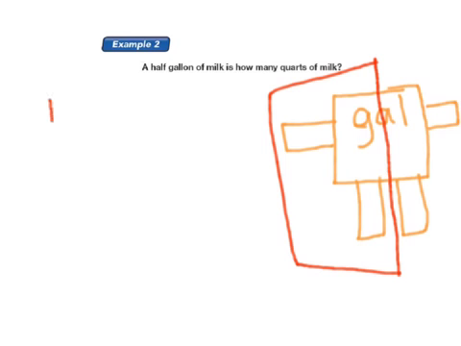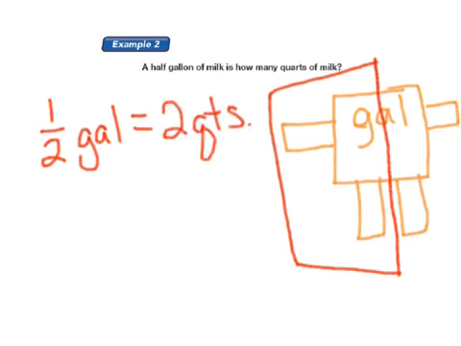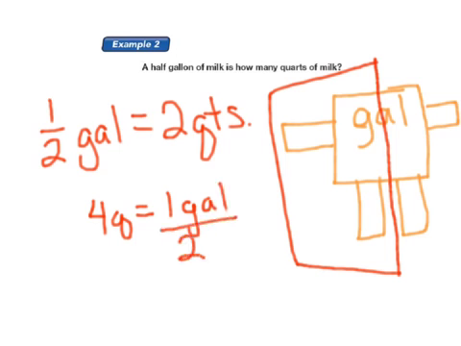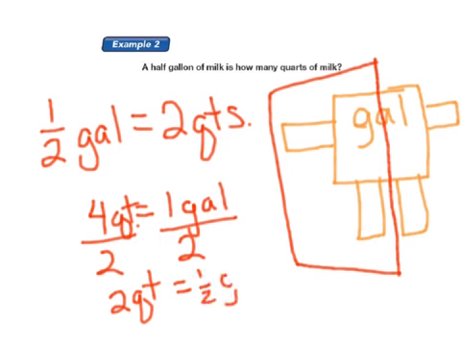So 1/2 of a gallon equals 2 quarts. Okay, another way to think about that is I know that there are 4 quarts equals 1 gallon, but I want half of a gallon, so I need to divide both sides by 2, and 4 divided by 2 equals 2 quarts. There we go. All right.